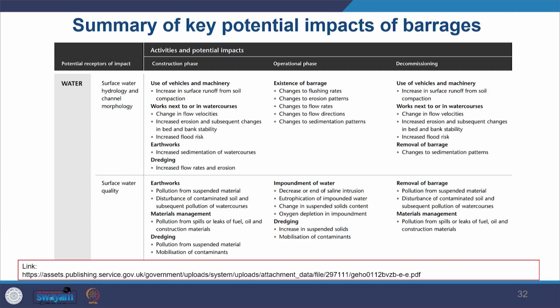You can see how during the construction phase you can have use of vehicles and machineries. They can increase the surface runoff from soil compaction. Then you can see the change in flow velocity, increased erosion and subsequent changes, increased flood risk, and so on. You can also use it to identify different impacts on land, like landscapes, soil, geology, and what can happen during the construction phase.